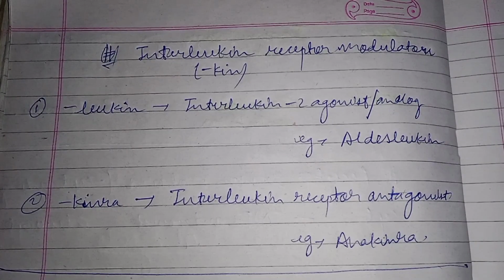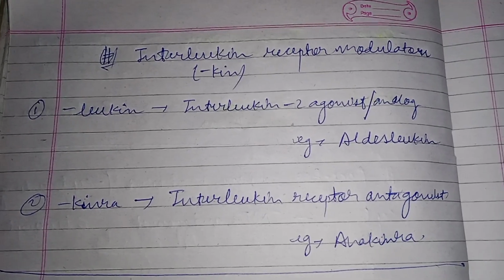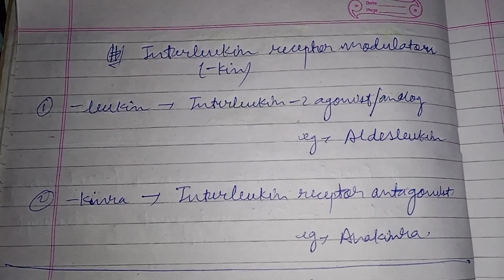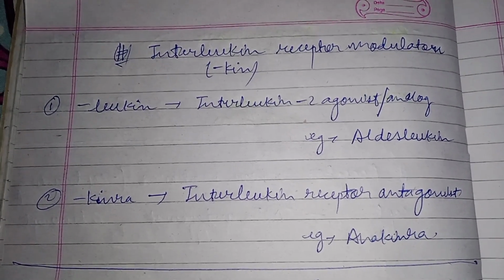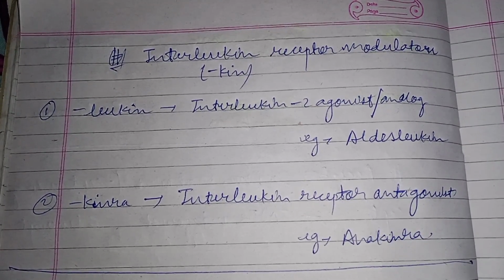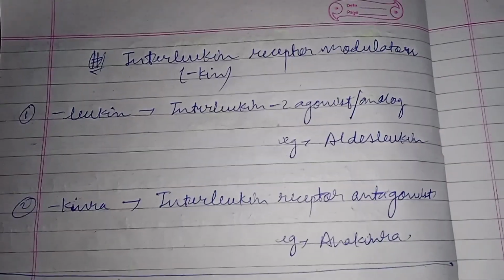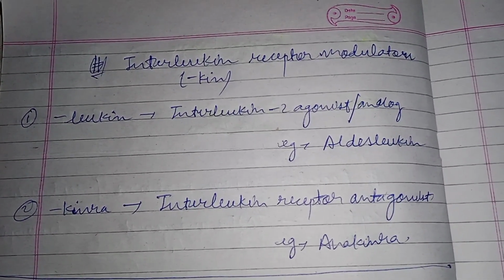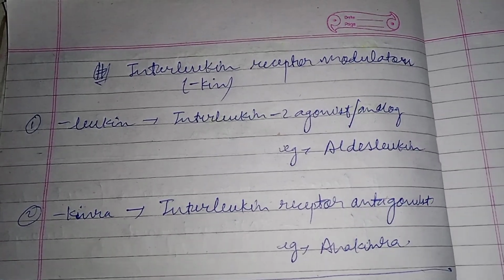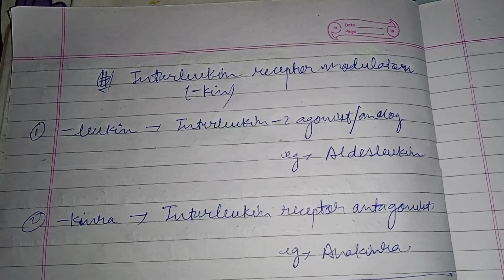Then we'll speak about the last biological agent class, the interleukin receptor modulators, which end with KIN. We already looked into it, but for convenience I am repeating it once again. If the suffix is leukin, it belongs to the category interleukin 2 agonist. Example is aldesleukin. If it ends with kinra, then it belongs to the category interleukin receptor antagonist. And example is anakinra. So please have a note of it.